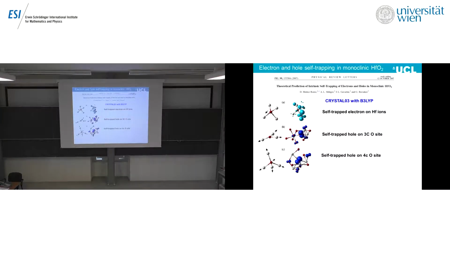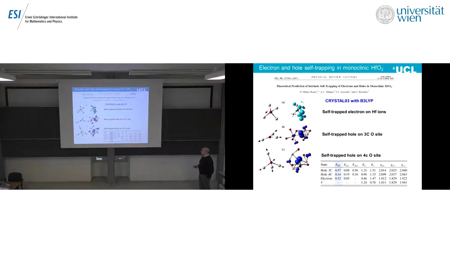And indeed, we tried to make a prediction of that, which has already been mentioned. At that time we used CRYSTAL, which was the only code implementing B3LYP as a non-local functional. We predicted that in this material you can trap both electron and hole polarons, so both of them can be localized. The self-trapping energies, the difference between delocalized and localized energy states, were positive, and they were of this type: about 0.3 electron volts for the electron polaron, and about 1 electron volt for localization of a hole on a 3-coordinated oxygen. So that was a prediction.